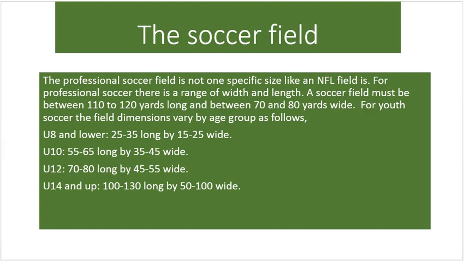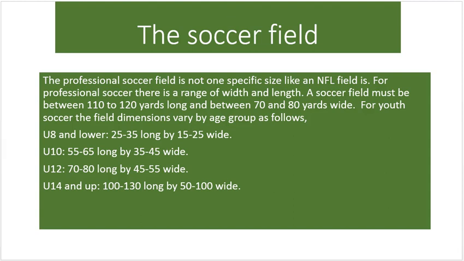The professional soccer field is not one specific size like an NFL field is. For professional soccer, there's a range of width and length. The soccer field must be between 110 to 120 yards long and between 70 and 80 yards wide. For youth soccer, the field dimensions vary by age group as follows.